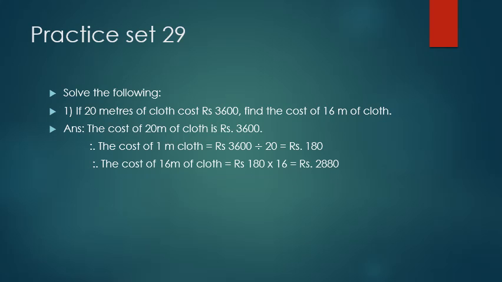Now you need to find the cost of 16 meters of cloth. The cost of 1 meter of cloth is rupees 180, so multiply by 16. What is the answer? Yes, rupees 2880. So the answer is, the cost of 16 meters of cloth is rupees 2880.